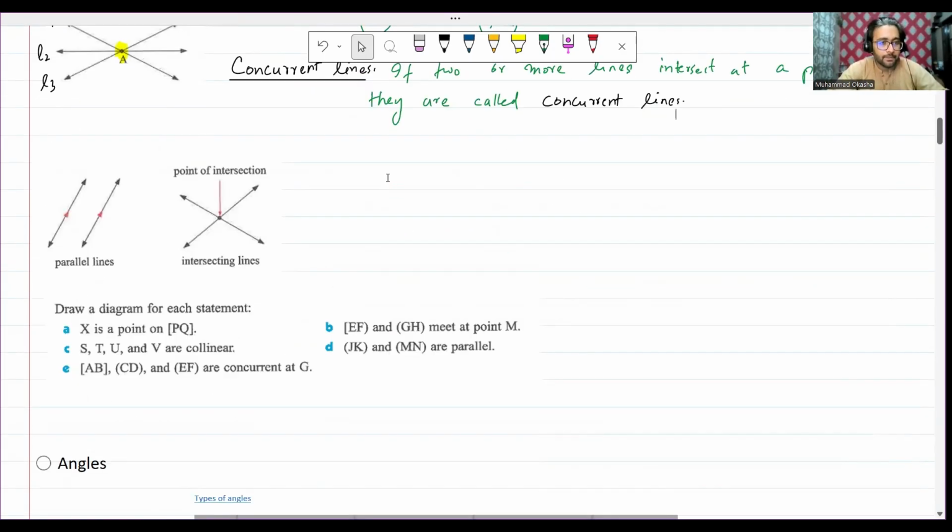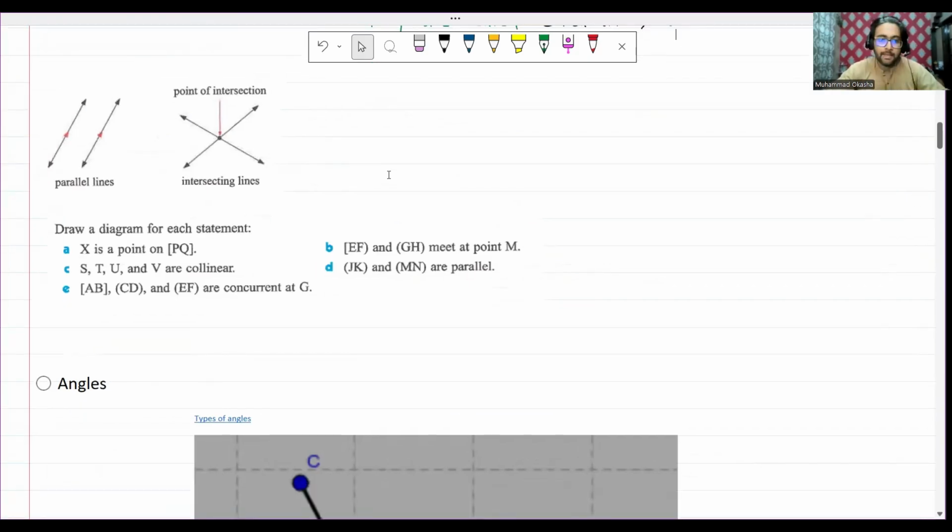Then we have parallel lines. So we have two lines that run parallel to each other, but they never really meet each other. They just keep on going forever, but the distance between them remains the same, and they never meet each other. If the lines are not parallel, they will always have a point of intersection. So for example, let's say these are the two lines and they're not parallel lines. Here is a line and here is a line. Of course, they're not parallel lines.